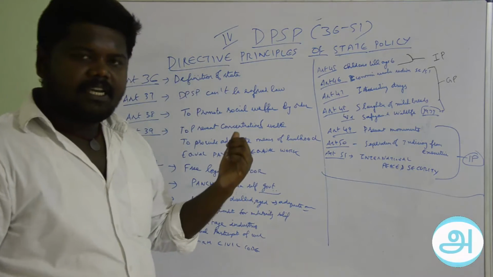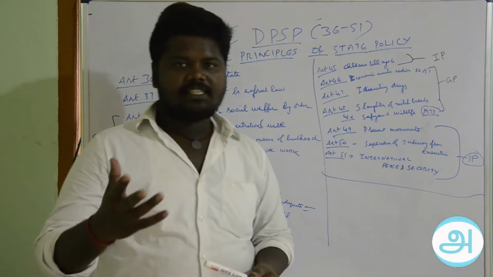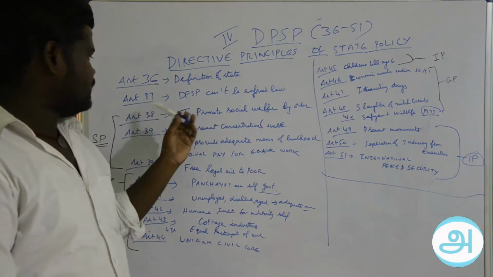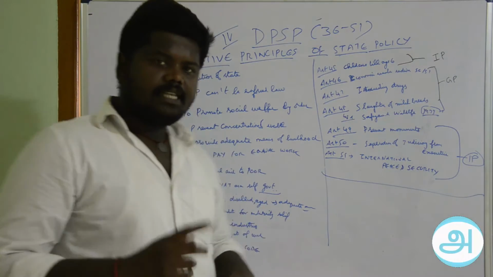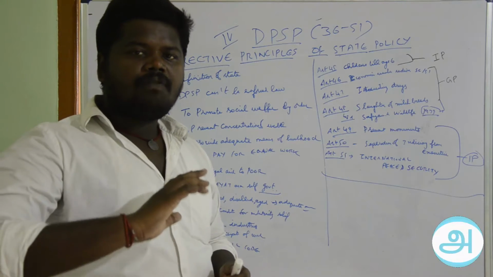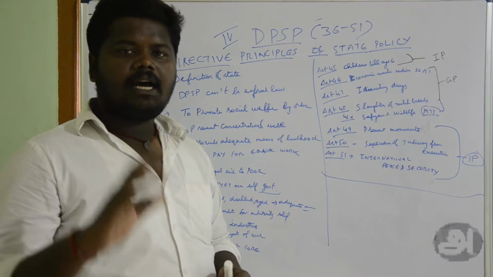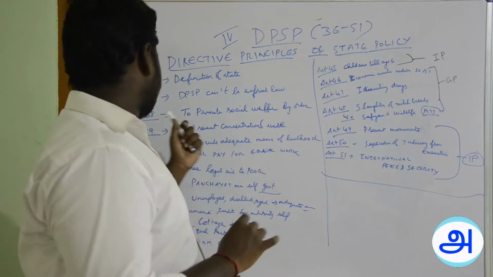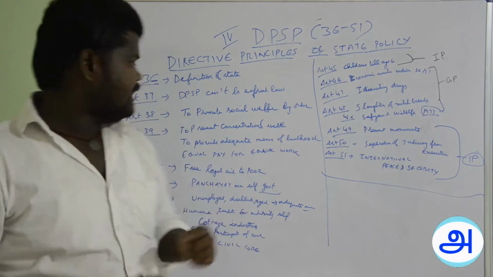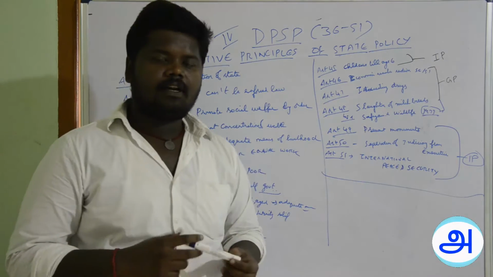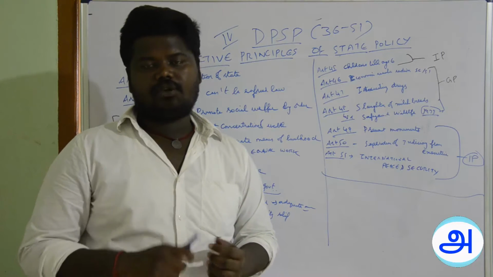Article 36 explains the definition of state. So what is a state? That can be explained by the definition of state. Article 37 says that DPSP can't be enforced by law. Any law can't enforce DPSP. Article 38 says that it should promote social welfare by social order.